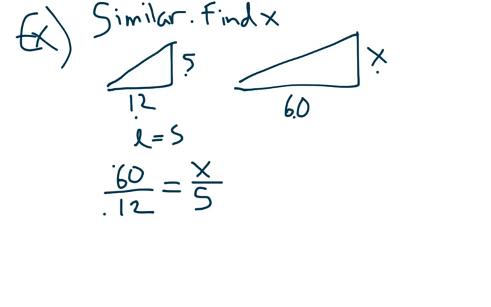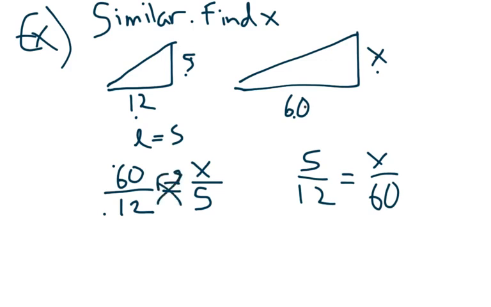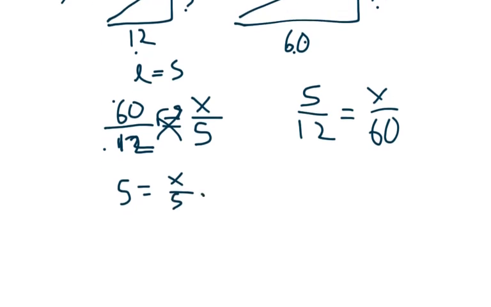Another way I could have set this up, I could have gone 5 over 12 is equal to x over 60, where I just take the small over the large of one triangle equal to the small over the large of another triangle. Either way, we have to do a little cross multiplication and solving, or in this case, just leave the 12 here. This becomes 5 equals x over 5, and then I multiply both sides by 5, x equals 25. I'll get the same thing here.